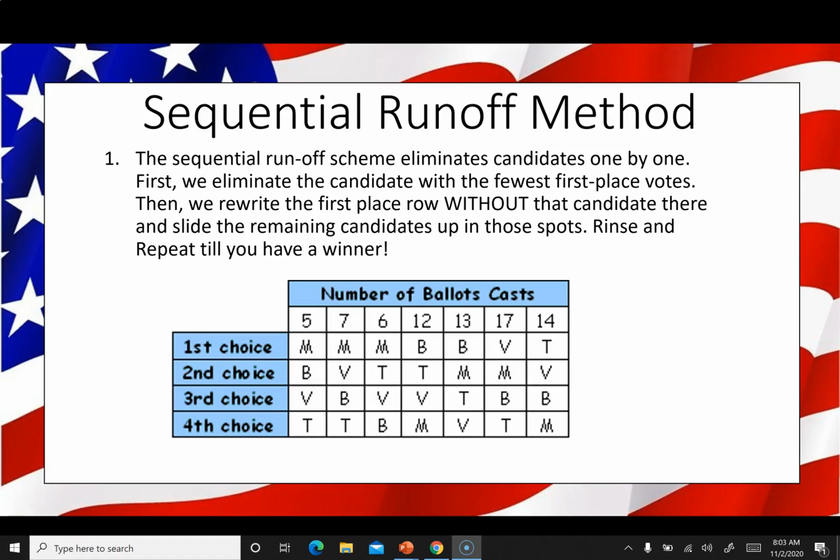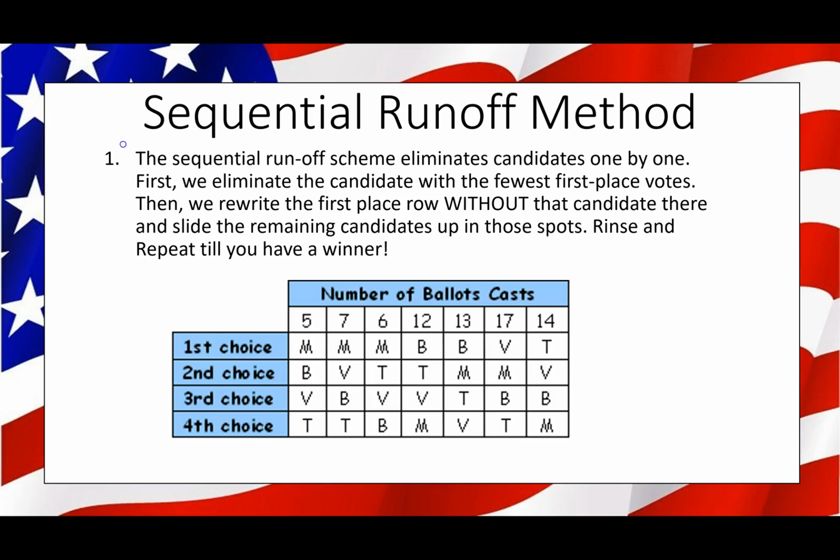This next method is called the sequential runoff method, and I kind of would prefer if it was called the sequential cross-off method because that's what we're going to be doing, crossing things off. So here's a really good summary if you want to reread this when your test comes up about what the sequential runoff is. The sequential runoff scheme eliminates candidates one by one. First, we eliminate the candidate with the fewest first place votes. Then we rewrite the first place row without that candidate there and slide the remaining candidates up in those spots. Rinse and repeat until you have a winner.